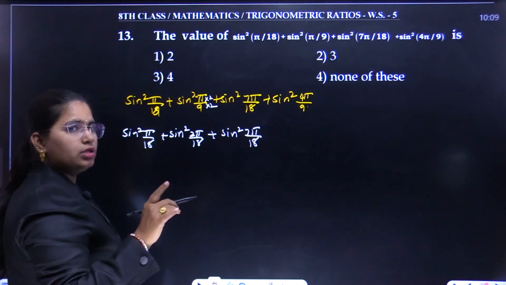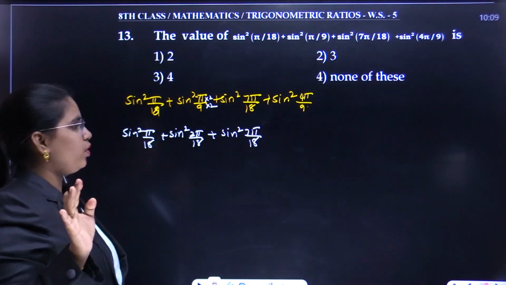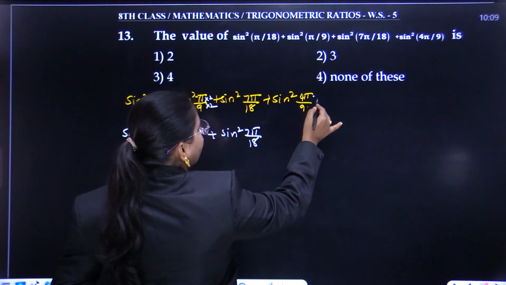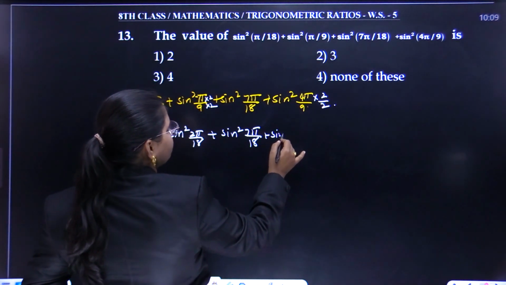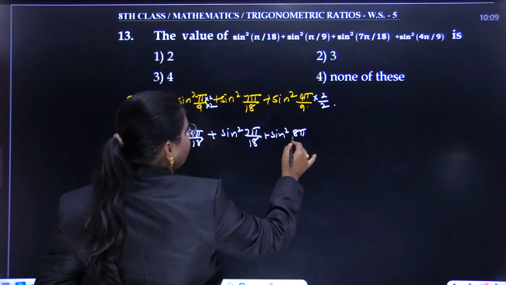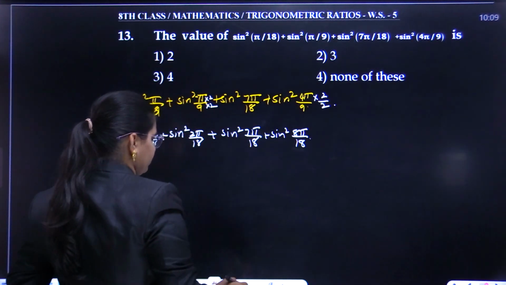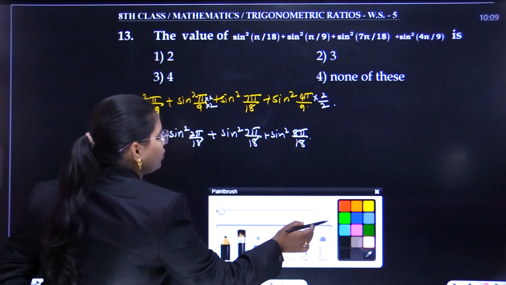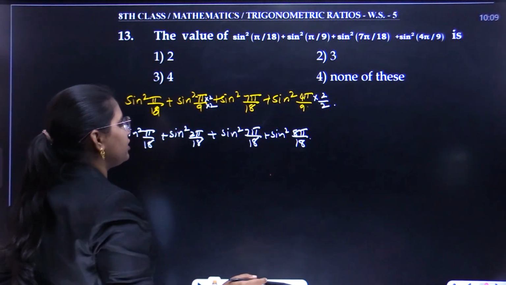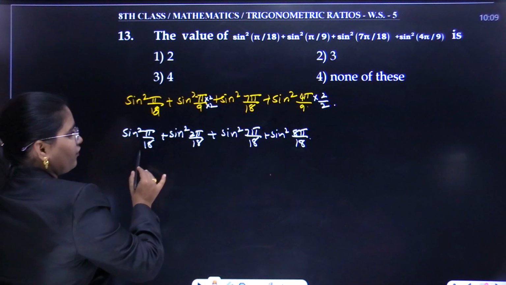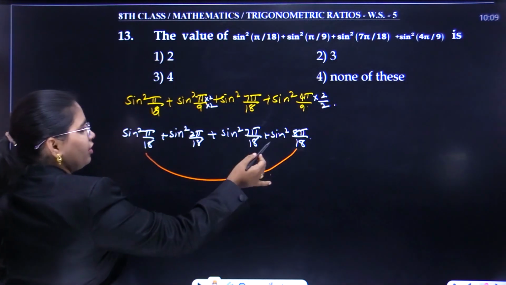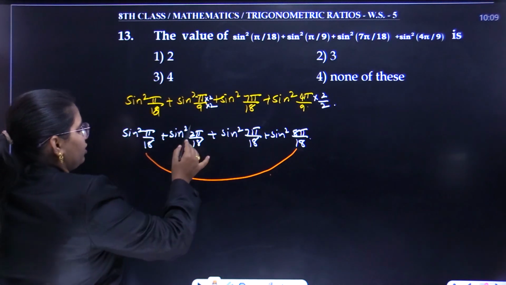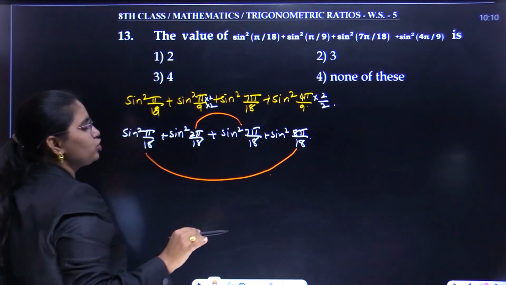Why am I doing this? You will come to know in the next step. So 4 pi by 9 again I am multiplying and dividing with 2. So sine square again 4 pi into 2 is 8 pi by 18. So am I clear with this? If you have observed this particular step, if I add pi by 18 plus 8 pi by 18, I will regroup these both together and I will regroup these both together.